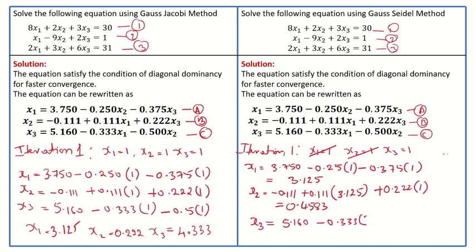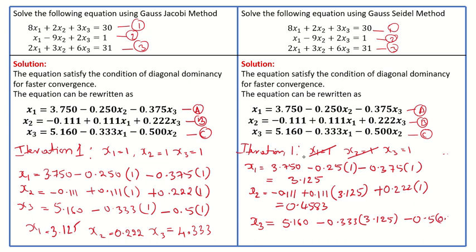X1 is how much? 3.125. You have to use the new value. And minus 0.5 into x2, and don't use the value of x2 equal to 1 in this equation because just before this the x2 value is updated. That's why just strike it using one line, don't fully cross it because this value was used here. So you should not get confused whether I should put x2 equal to 1. Whenever you get the new value, just strike off the older value in a single line. So now in this case x2 equal to 0.4583.